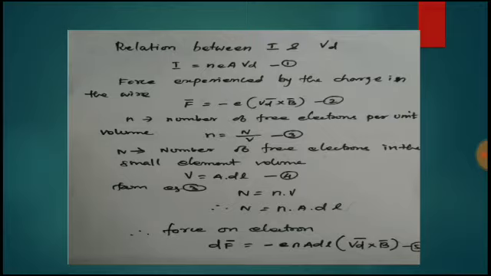Now come to the force on electrons. The magnetic Lorentz force. The total force, dF, is equal to minus e Vd into B, the same, and here I include N, that is n A into dl. So dF is equal to minus e n A Vd dl into B. This is the fifth equation, the force on electrons.